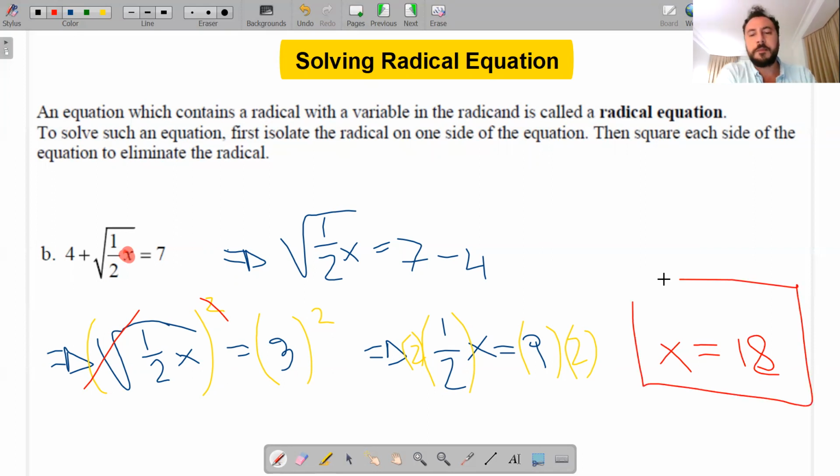That's all. The process is simple. You need to power up for whatever is the exponent.